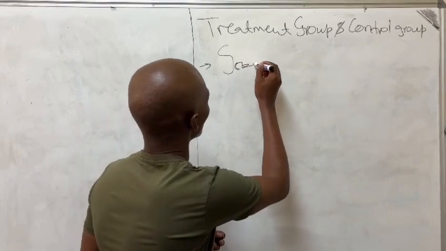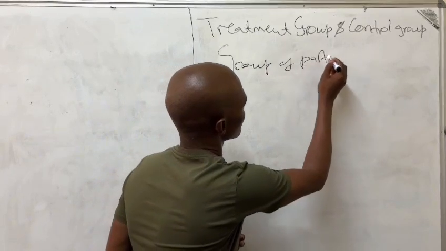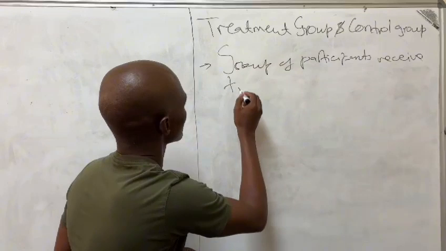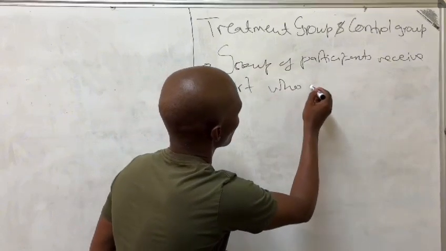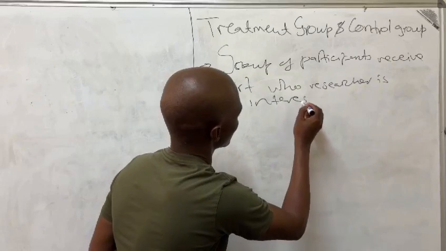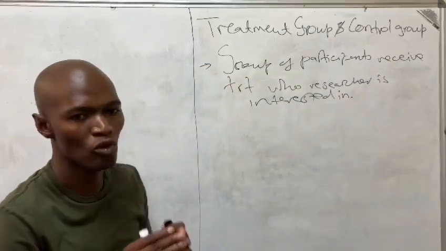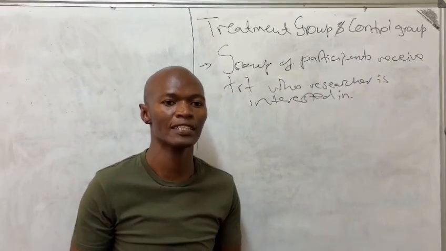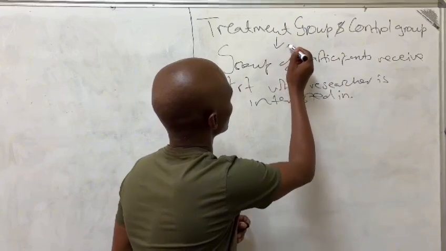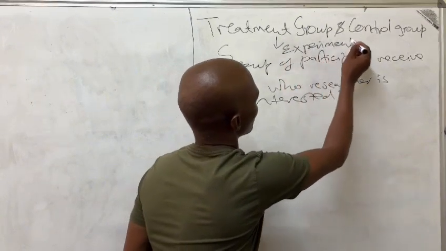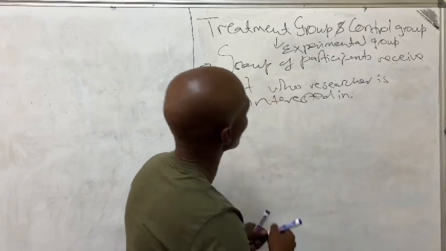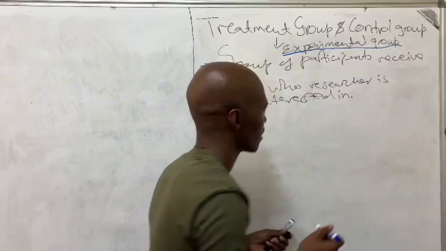The group of participants that receive the treatment whose effect the researcher is interested in. That group of participants will receive the treatment. We call it a treatment group or the experimental group. Treatment group is also known as experimental group.